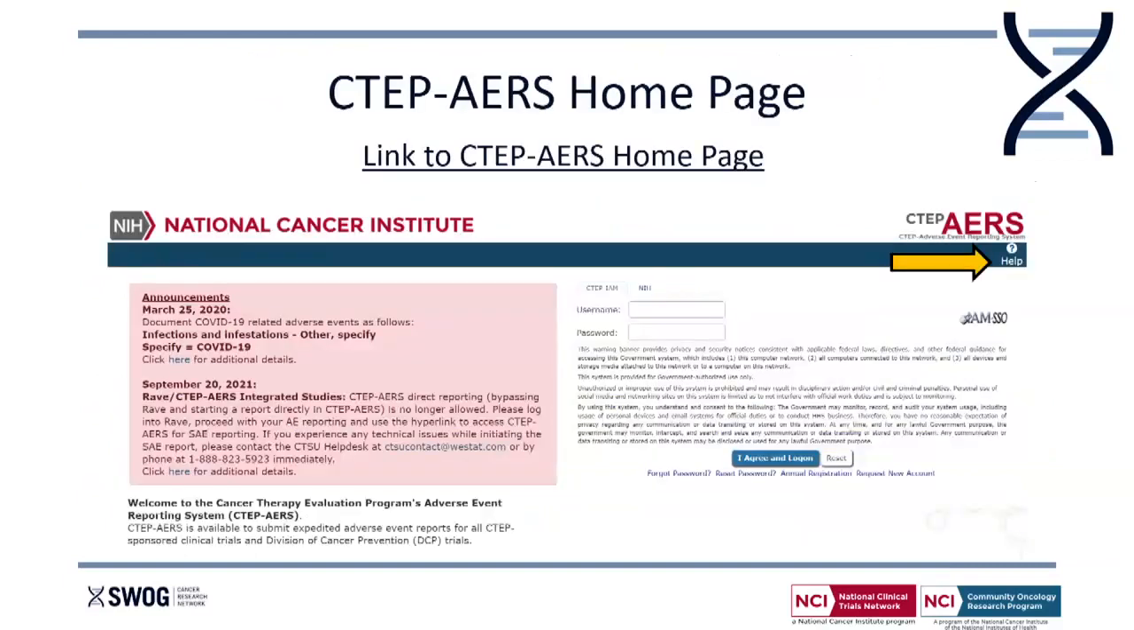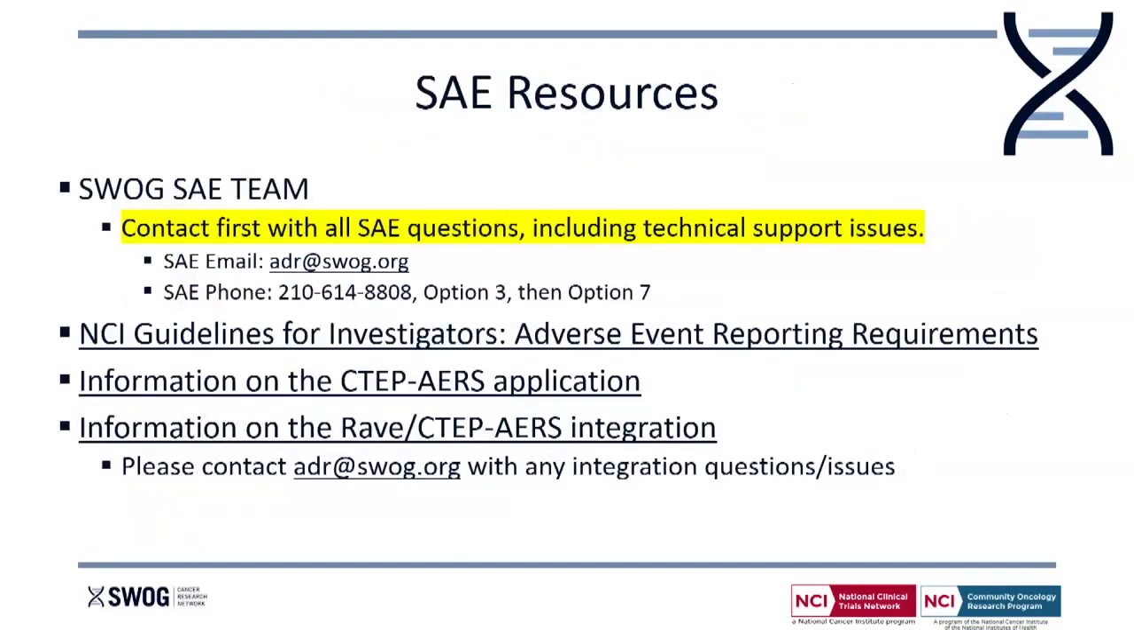On the CTEP-AIRS homepage, there is a help button on the right. It's a little question mark and it says help. There's a lot of great resources there. It's a lot of information, but if you are curious about the system, CTEP-AIRS, the RAVE integration, you can find some help resources there. There's also a lot of resources linked here for information on the CTEP-AIRS application and the RAVE integration.